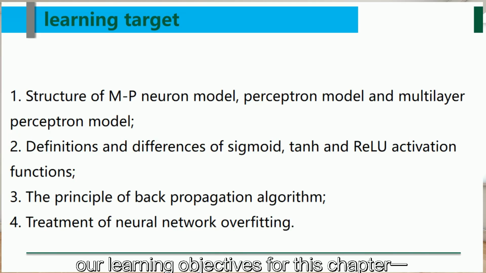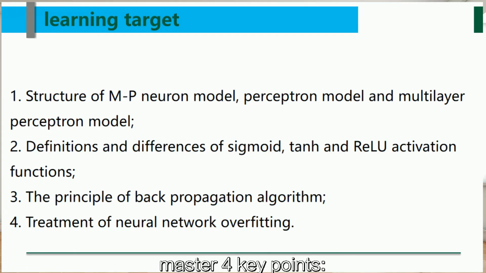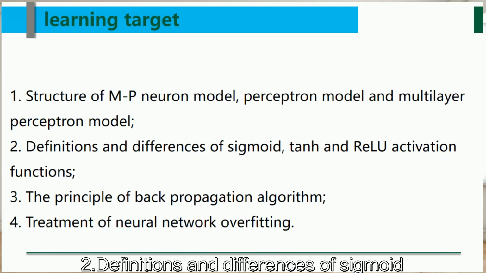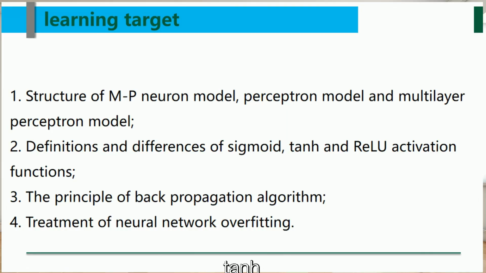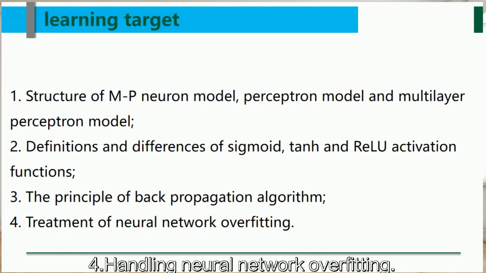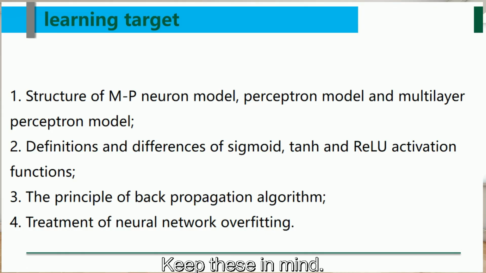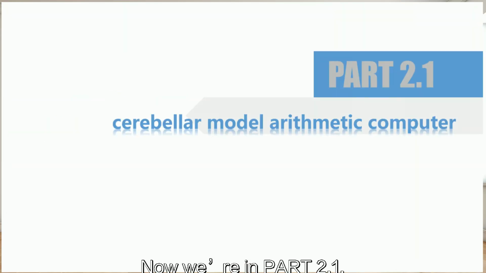First, our learning objectives for this chapter: master 4 key points. First, structures of MP neuron, perceptron and multilayer perceptron. Second, definitions and differences of sigmoid, tanh, ReLU. Third, backpropagation principle. Fourth, handling neural network overfitting. Keep these in mind. Now we're in part 2.1.